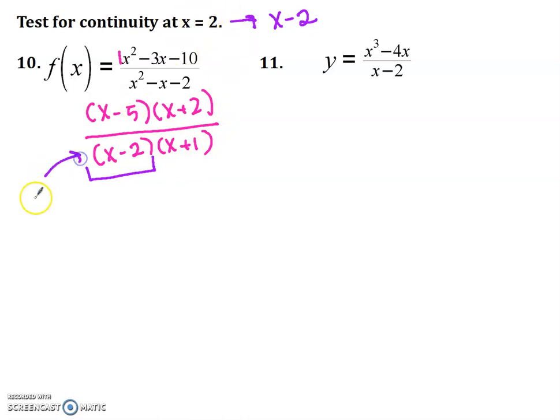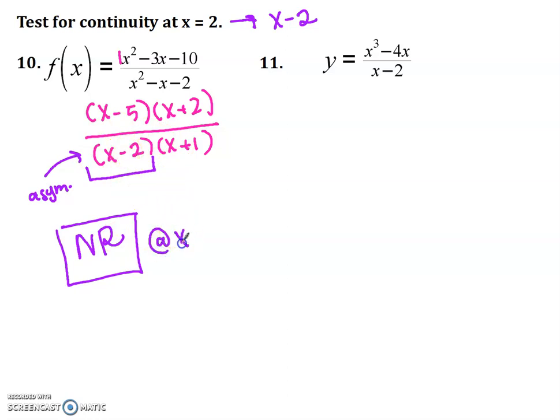So since this is on the bottom, that means there's an asymptote, which is always non-removable. So this graph has non-removable discontinuity at x equals 2. And you don't have to write the at x equals 2 part on this one because they've told us what x value we're looking at. So we can just write non-removable because we know we're only looking at x equals 2.